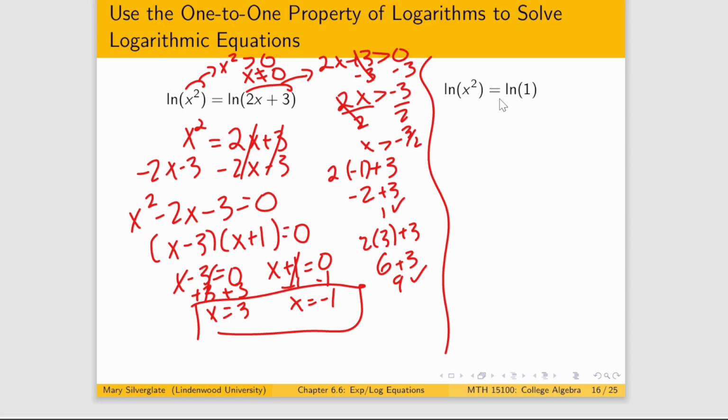Go ahead and pause your video and try this next one yourself. So for this next one, I still have log equals log, so I can go ahead and say that means x squared is equal to 1.